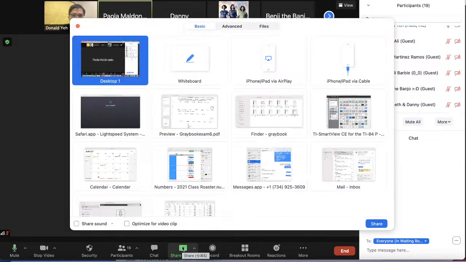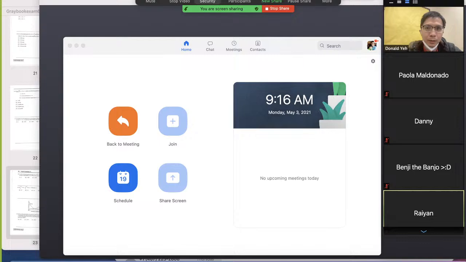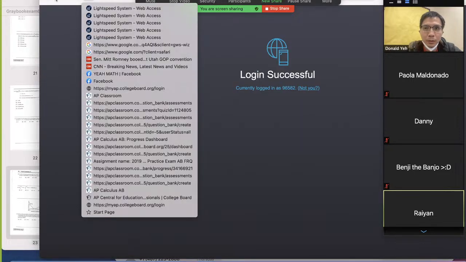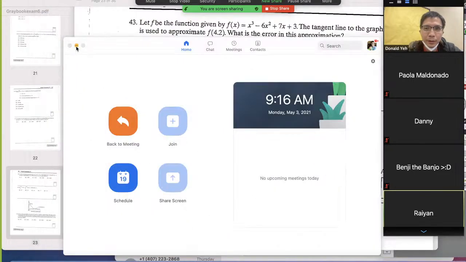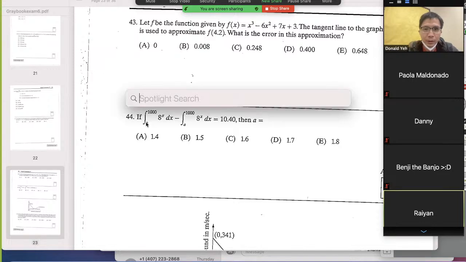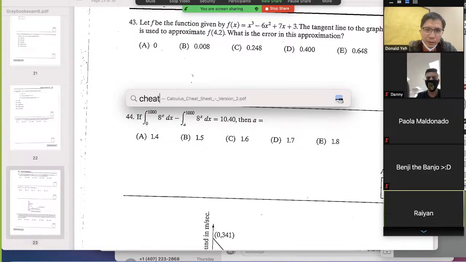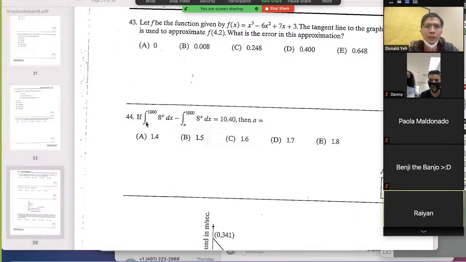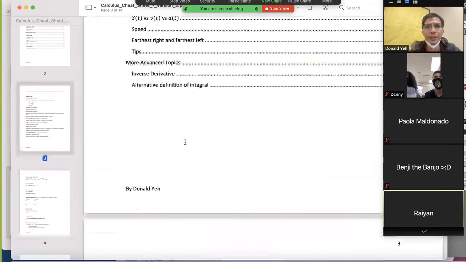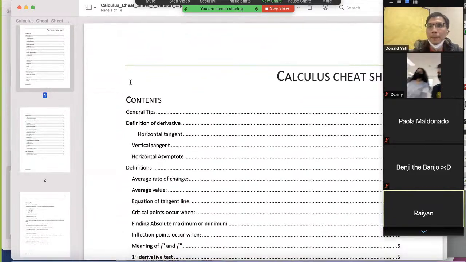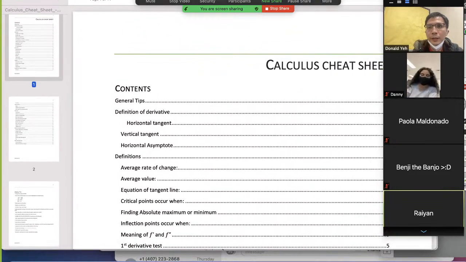I'm going to share my screen. I'm going to show you the calc cheat sheet. So this is the cheat sheet we're talking about. Can you guys see my screen, or can YouTube see my screen?